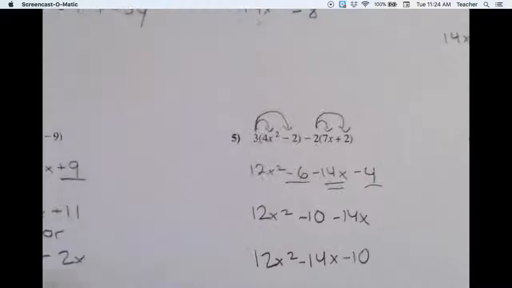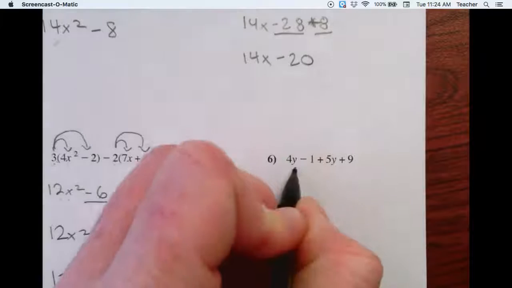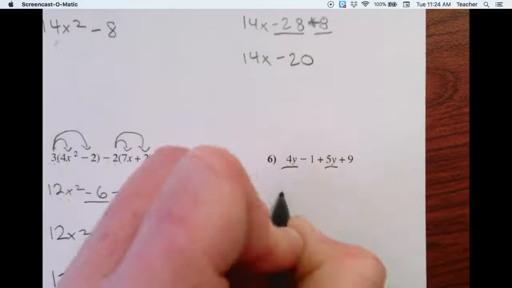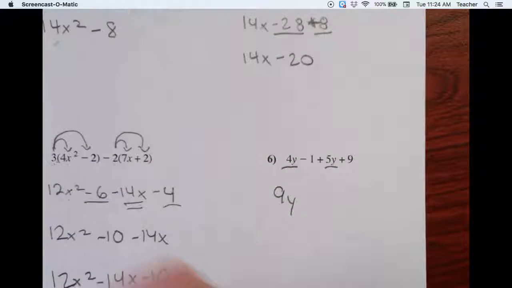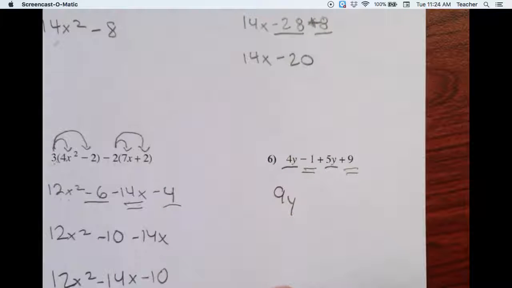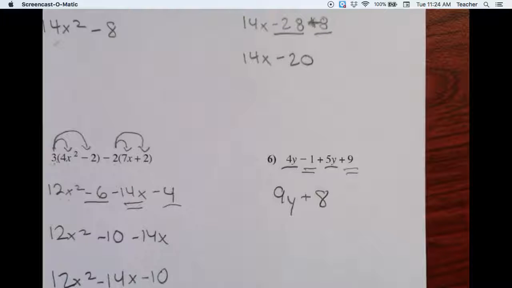Okay. Let's take a look at number 6. We have 4y plus 5y. It's 9y. And I have a negative 1 and a positive 9. So that's going to be a positive 8. And that's it. Like terms have been combined.